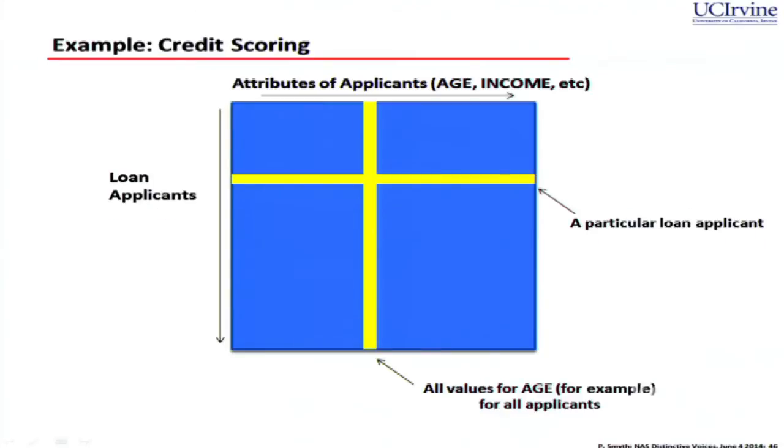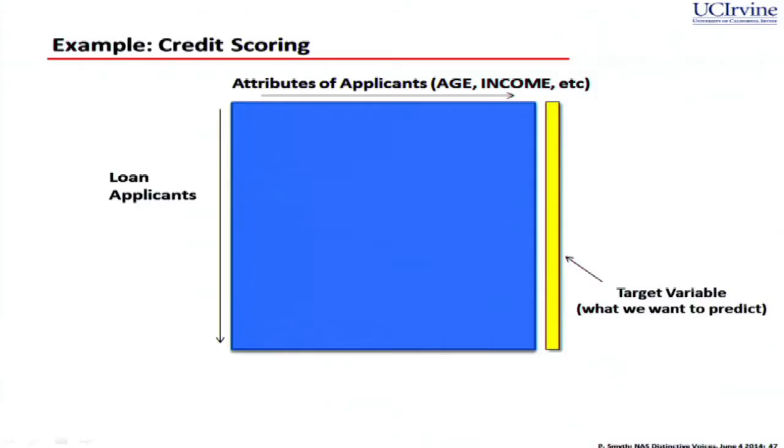So let's just make it more specific with credit scoring. A particular loan applicant is a row, a particular column is one of the variables, one of the attributes we're measuring, and a particular cell then is, in this example, the age of some loan applicant. Another thing that we can add here is a special column, if you like, that's the thing we're trying to predict, the target variable. And this, for our example of good loans and bad loans, would be binary.